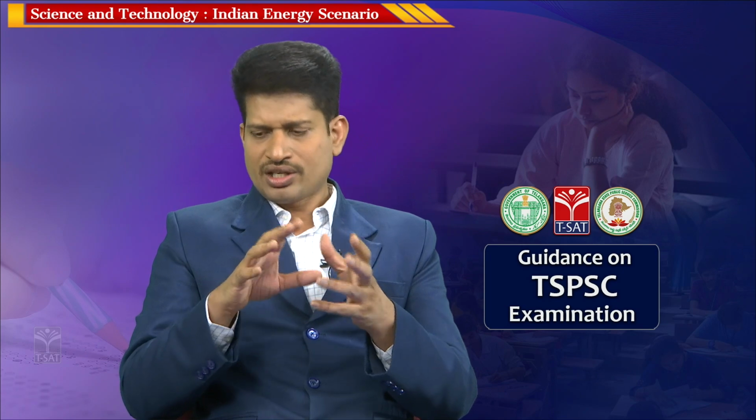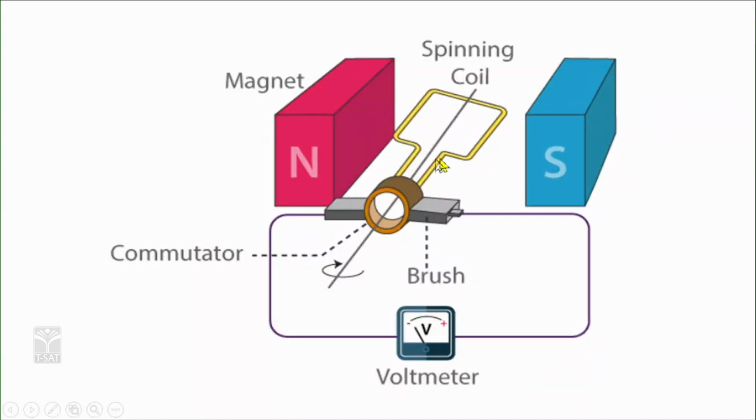When the coil is rotated with the mechanical energy supplied by the turbines, it cuts the magnetic lines of force rotating between the north pole and south pole. This magnetic force attracts the electrons in the coil, leading to the flow of electrons, generating potential difference. So, this is a dynamo.